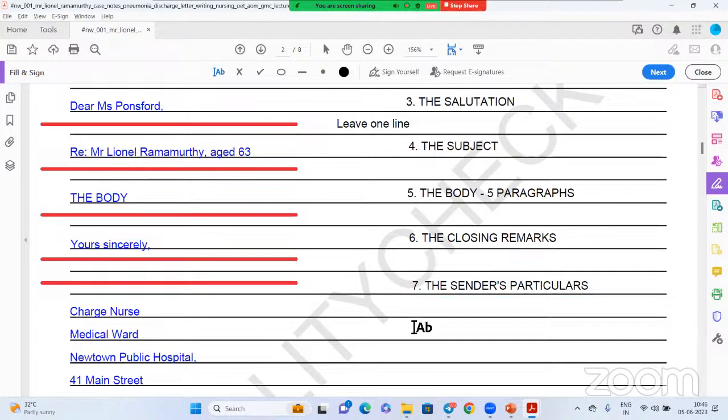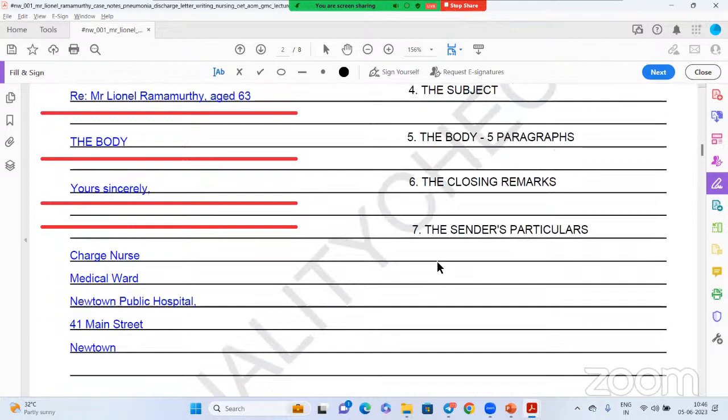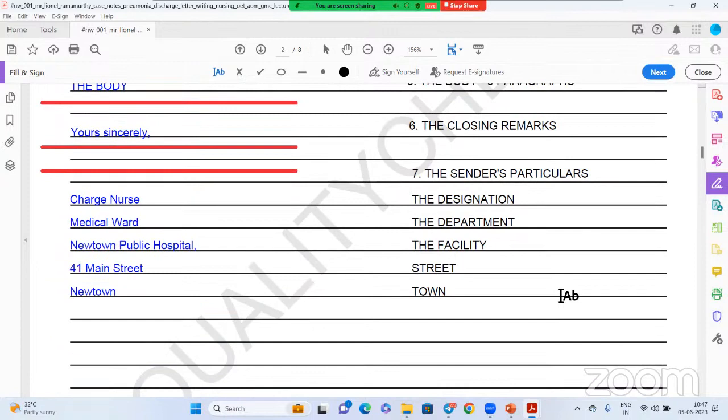Now, in the sender's particulars, there are again 5 different things. Here also the same things will come. Name is not there, so we'll start with the designation. Sometimes they will give the name also. So first one is the designation. Then second one is the department. They may change the style. Then the facility, that is Newton Public Hospital. Then the street and the town. So I think you understand now what I'm showing you. These are the 5 things which you have to write here. Okay, that's done. Next, we are going to do the introduction now.